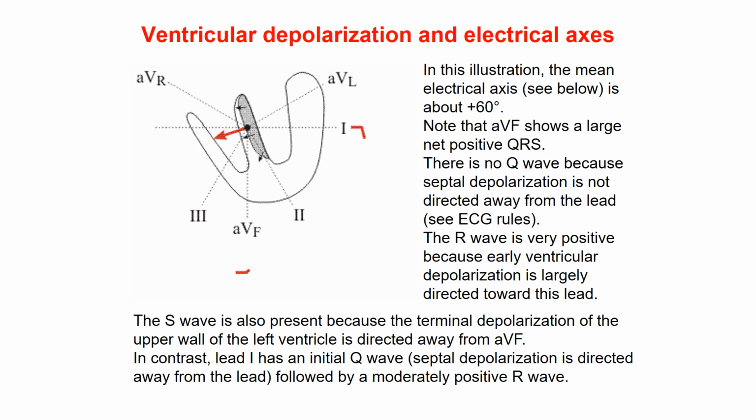The R wave is very positive because early ventricular depolarization is largely directed toward this lead. The S wave is also present because the terminal depolarization of the upper wall of the left ventricle is directed away from AVF. In contrast, lead 1 has an initial Q wave, septal depolarization is directed away from the lead, followed by a moderately positive R wave.